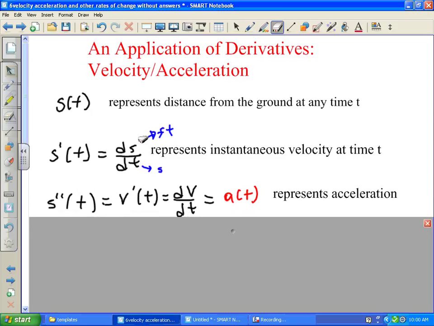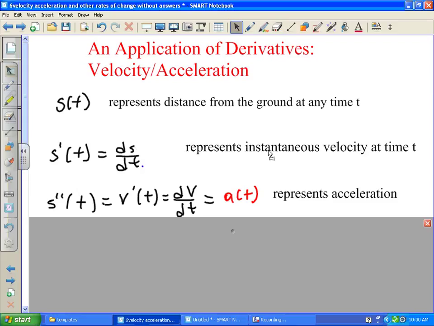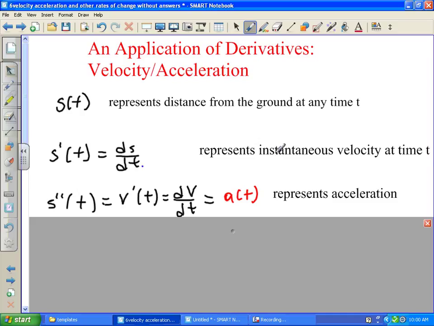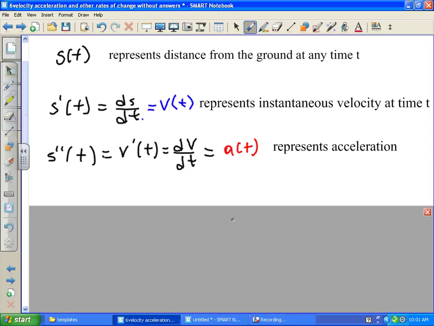So the first derivative of distance can also be written as v of t, the velocity function. And then the second derivative of distance is known as the first derivative of velocity, or dv dt. That is given the name a of t, the acceleration function, the rate of change of velocity. And today, basically, we're going to do some examples about this basic concept that s prime represents velocity, s double prime represents acceleration. We'll be doing some examples.